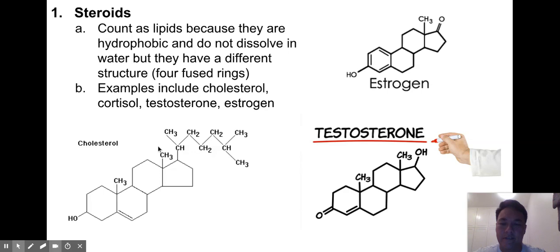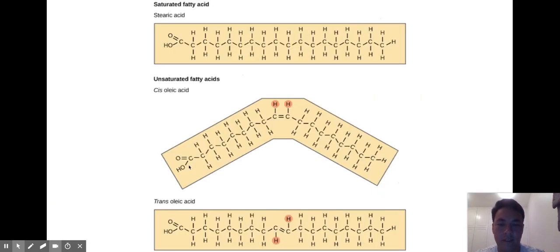These we didn't really get into. Okay, so steroids, things like estrogen, testosterone, cholesterol, etc. These types of hormones are classified as lipids. They don't look like these.